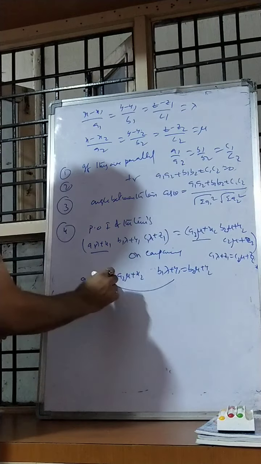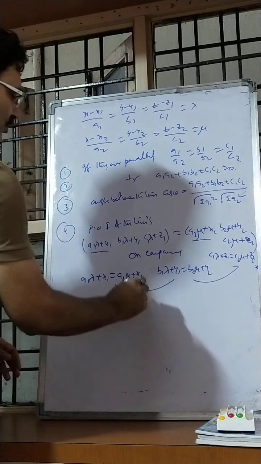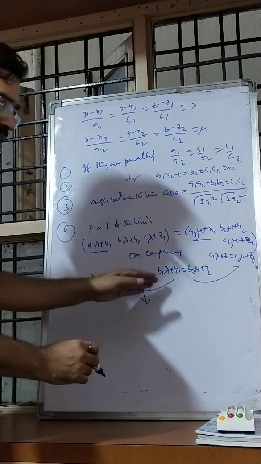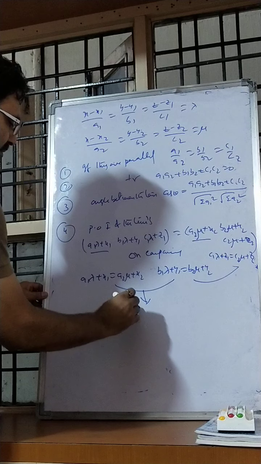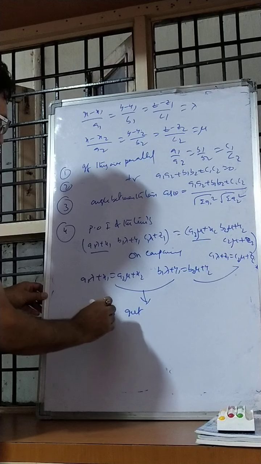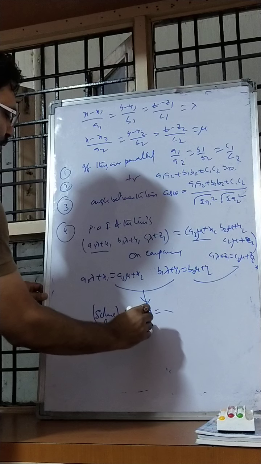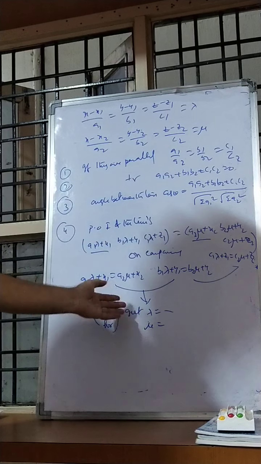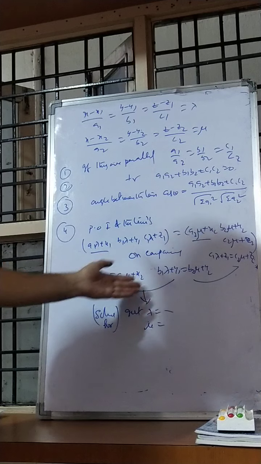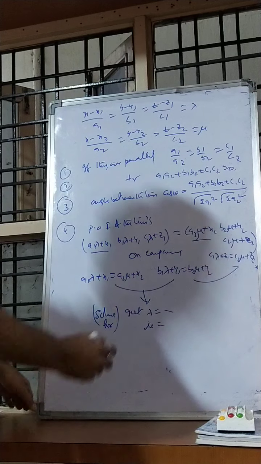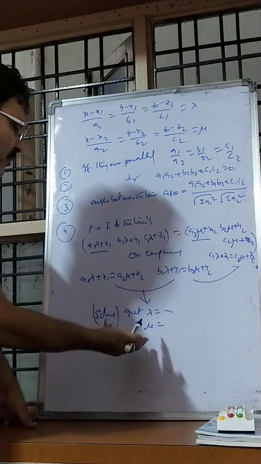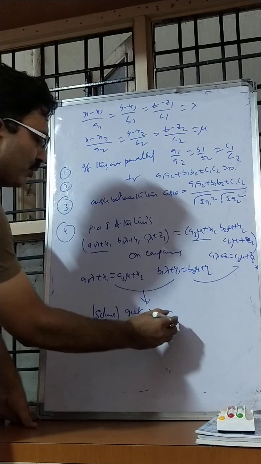You take any two equations, either these two or these two. For example, this one. After taking these two equations, solve for lambda or else mu. You know very well how to solve a two-variable linear equation, so lambda or mu, anyone you can get.